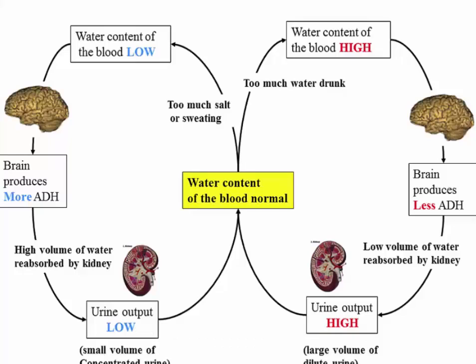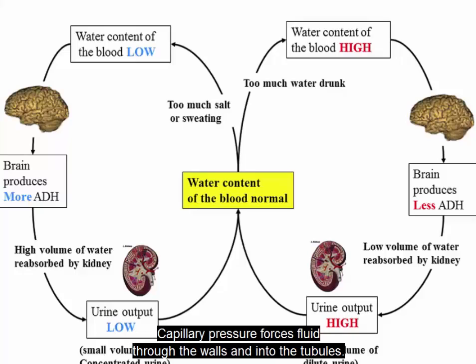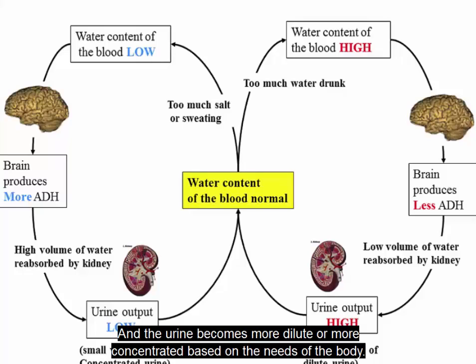Capillary pressure forces fluid through the walls and into the tubules. At this point, water or electrolytes are either retained or excreted, and the urine becomes more dilute or more concentrated based on the needs of the body.